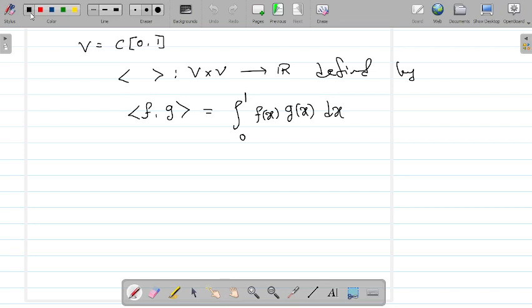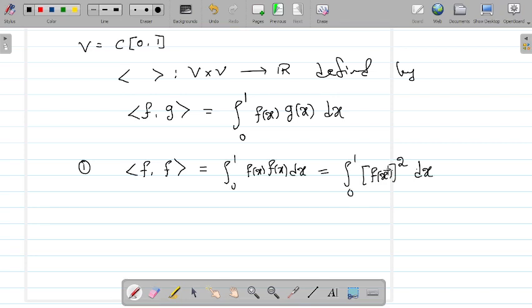See, now let me check the first property. First property of our inner product, that is ⟨f, f⟩. That's nothing but integral 0 to 1 f of x into f of x dx. So that equals integral 0 to 1 f of x whole square. Now we got an advantage. So now what I have here is a positive function. Okay, so this function is totally positive. Now you can see that when this is positive, when you integrate, then the result will be positive. This is always greater than or equal to 0. There is no doubt in it.